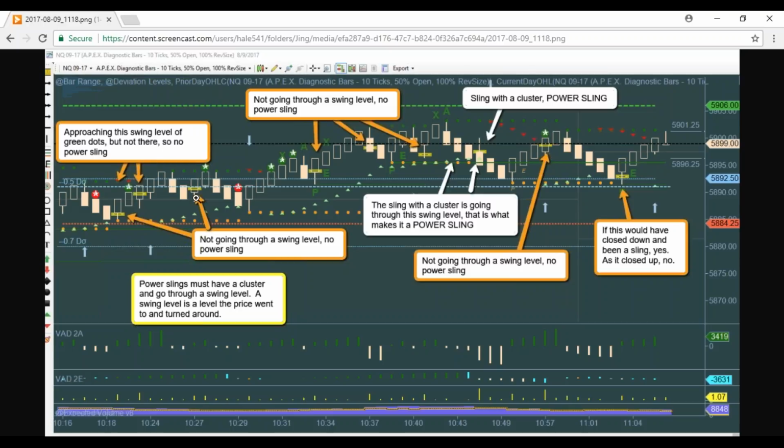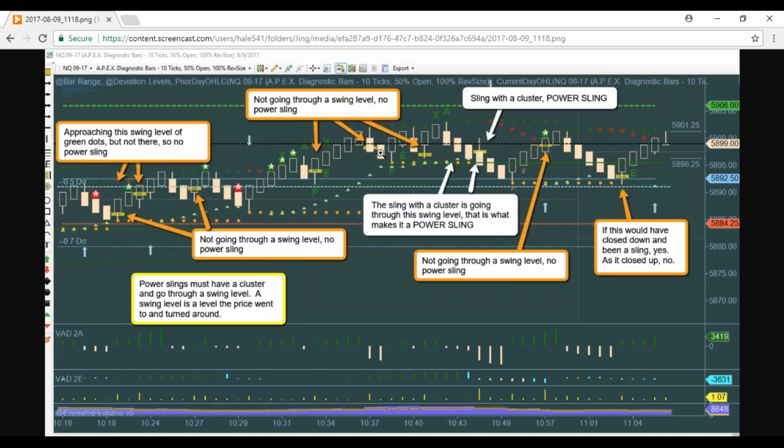All right, let's take a peek here. What about this one? That looks like a sling bar, but really that's just a reversal bar. Just like this one, see? Just because there's a wick and just because there's a cluster, okay, first of all, just because there's a wick does not make it a sling. It could be a reversal bar, right? Talked about that yesterday. And also, just because there's a wick and a cluster does not make it a power sling through a swing level. Okay? Let's look at a couple more here. Same here. This is not going through that level. Let's take a look at here. Here's one right here, but it's not going through a swing level.